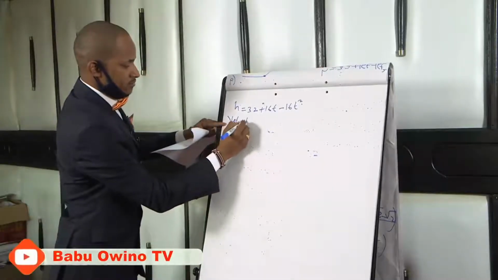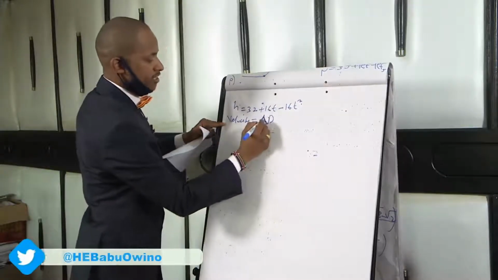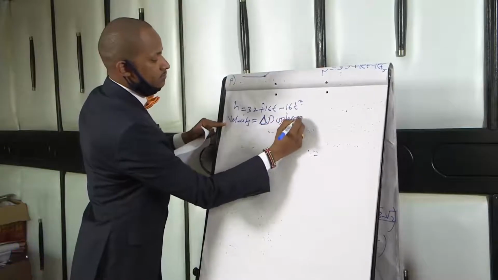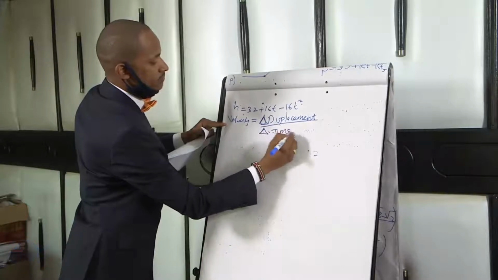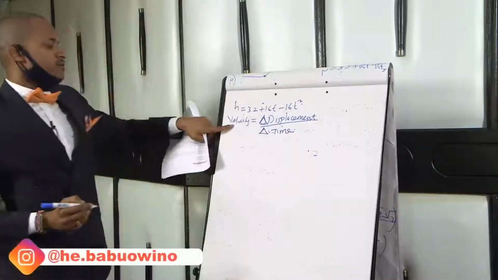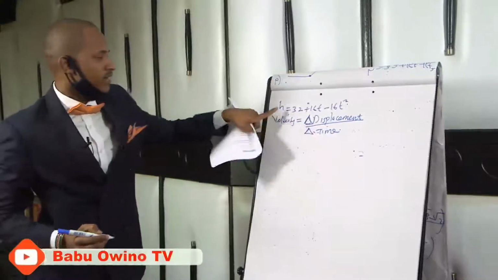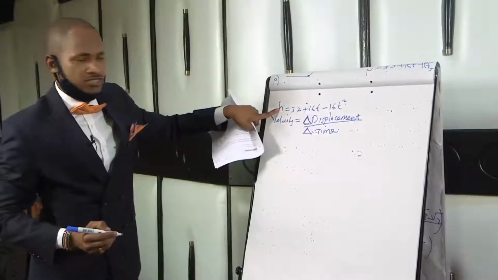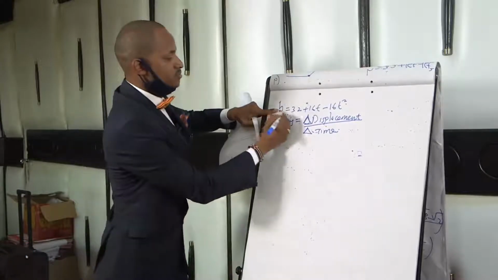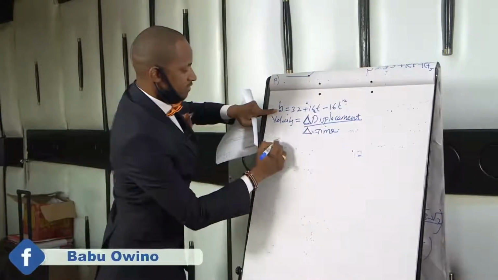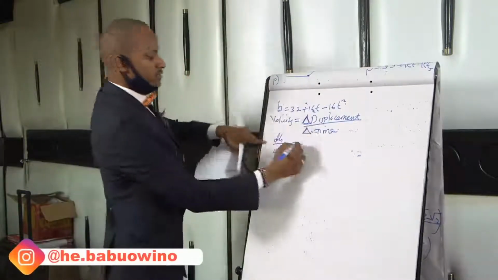Velocity is given by change in displacement divided by change in time. This sign means change. So when we want to get the velocity, it is change in displacement over change in time. We have displacement, or the height, as h. So when our height is h, we just differentiate h with respect to t. That is dh/dt, which is equal to the velocity.